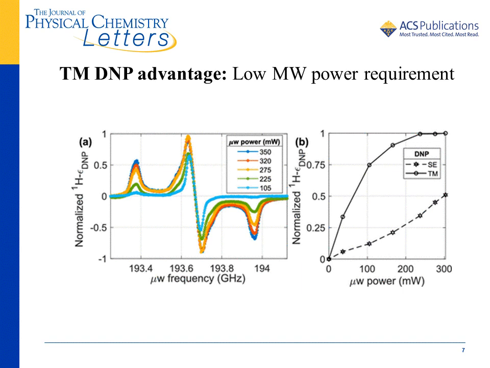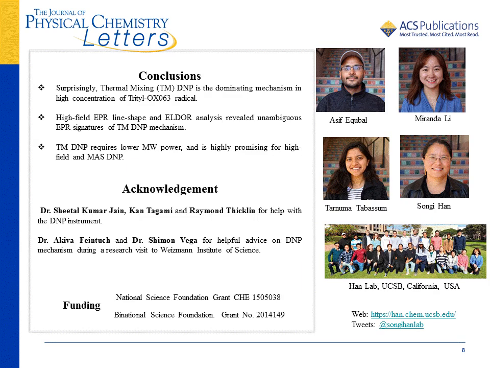We come to the conclusion that we found a surprising crossover from solid effect to thermal mixing using the widely used trityl-OX063 radical by tuning the concentration. And the concentration basically is helping us go from an isolated electron spin to strongly coupled electron spin.